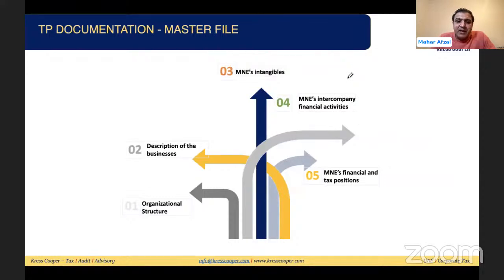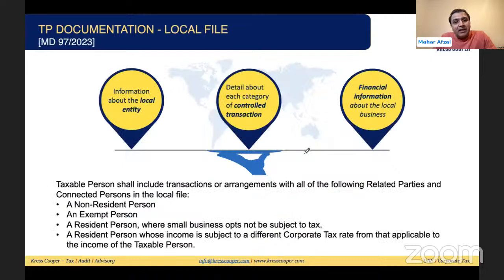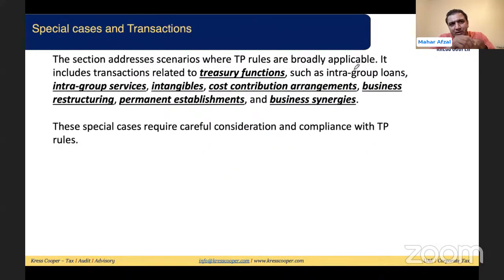This is a master file. Master file, as I mentioned, is a high-level organizational structure, description of business, M&A, intangibles, intercompany transactions, financial and tax positions. These are the documentation required for the local file. This is specific detail about the transaction, the specific entity, financial information about the local business. So the master file tells us the high-level overview of the business, strategy, markets, organogram. Then this local file will provide detail about the local entity, transactions, more detail about the transaction, CBC reporting there as well.